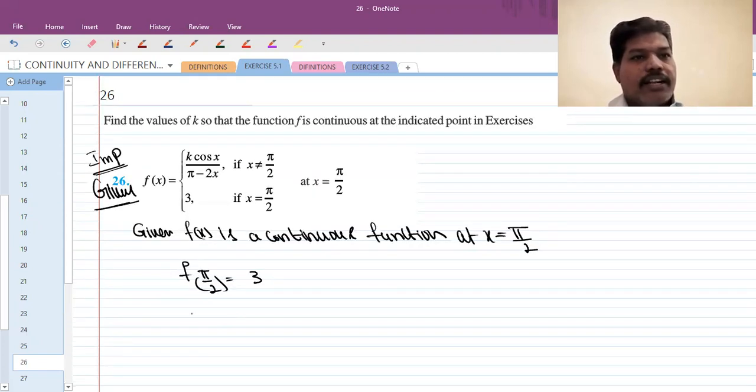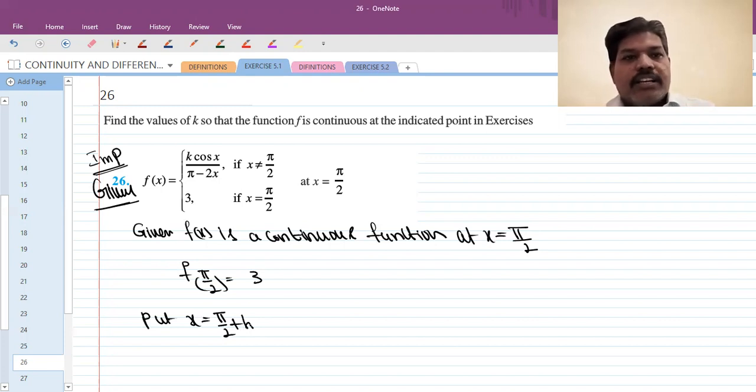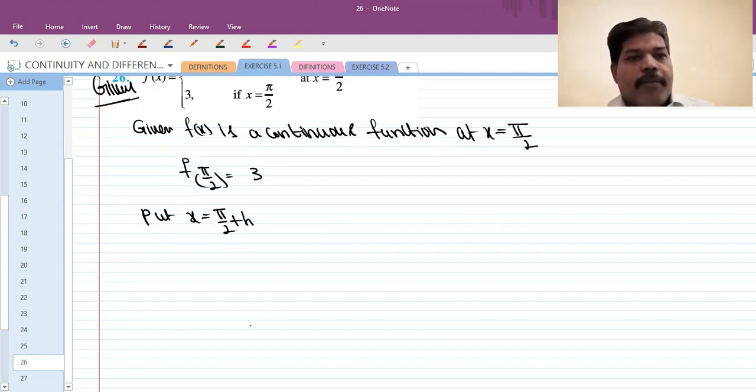Next, what will I calculate? Put x equals pi by 2 plus h. So instead of calculating the left and right limits separately, I will take x equals pi by 2 plus h. What happens here? If x tends to pi by 2, if x reaches pi by 2, then automatically h tends to 0.